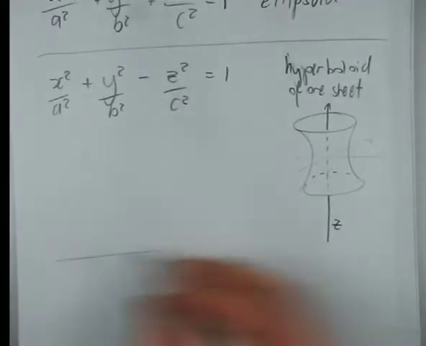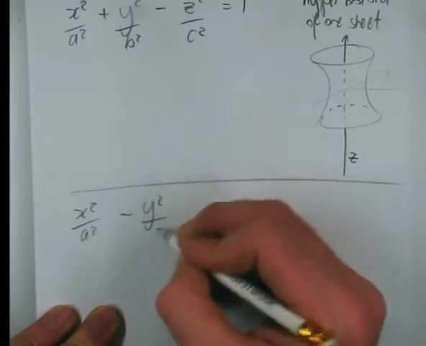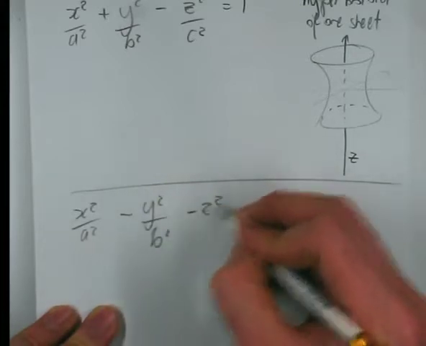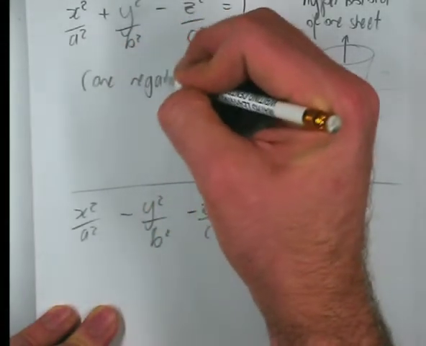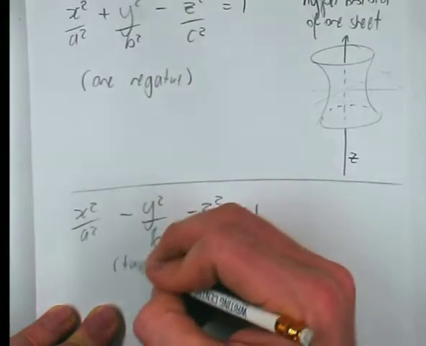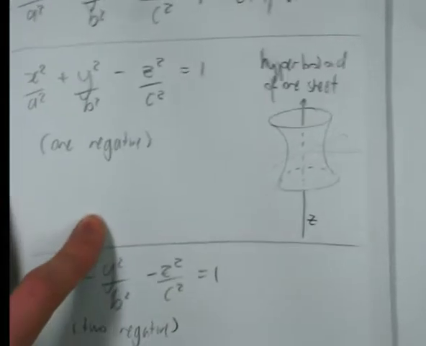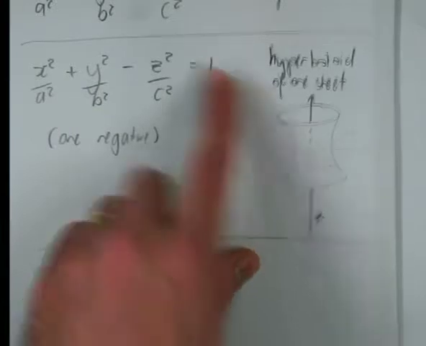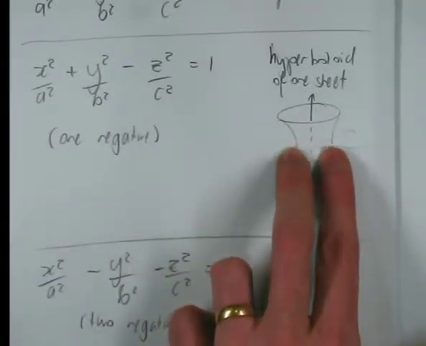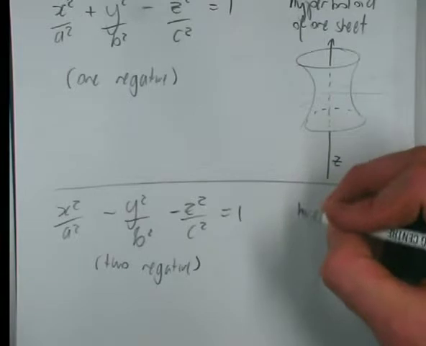And if there are two variables negative, it doesn't matter which two, as long as there's two, so this is 1, negative. Oh, by the way, if this is 0 here, you'll get a cone, because that waist in the center will get narrower and narrower until it comes to a point. But if there's 2 negative, then it's a hyperboloid of 2 sheets.